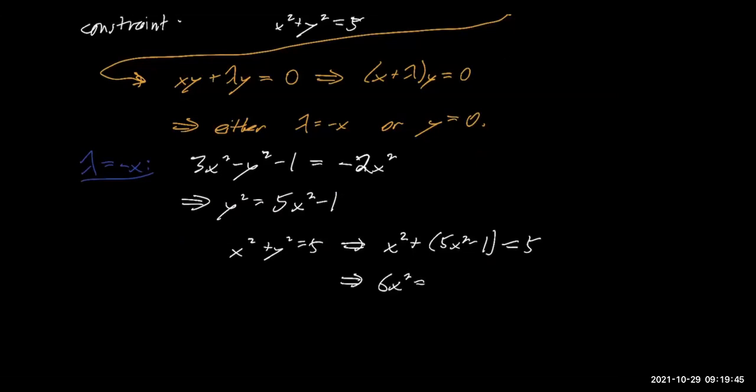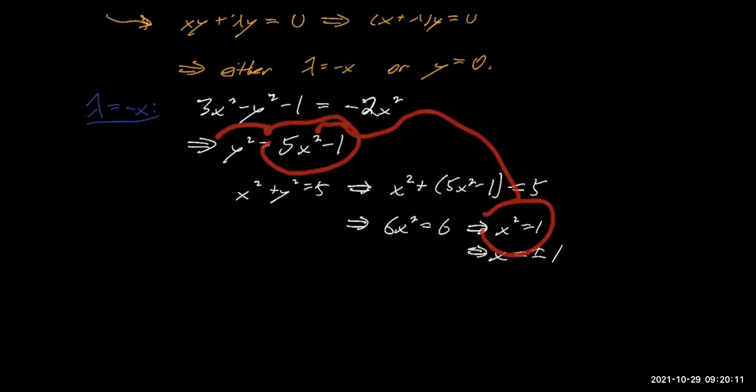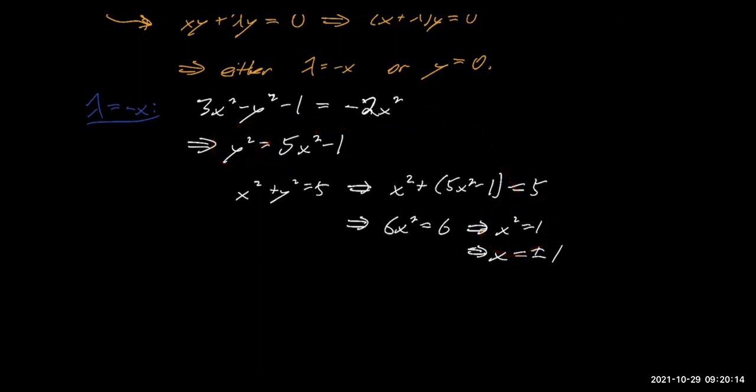Okay, so this isn't too bad at this point. So x is plus or minus 1. I think I contrived this to work out nicely. And then if x squared is 1, well, we can then go back into here, right? We can plug that in here and get y squared. So y squared is 5x squared minus 1, which is now going to be 4. So y is plus or minus 2.